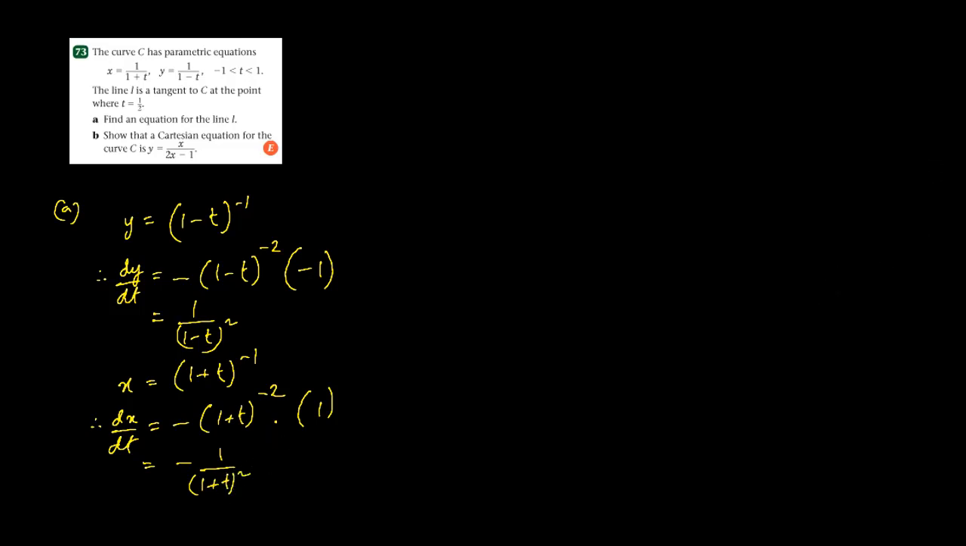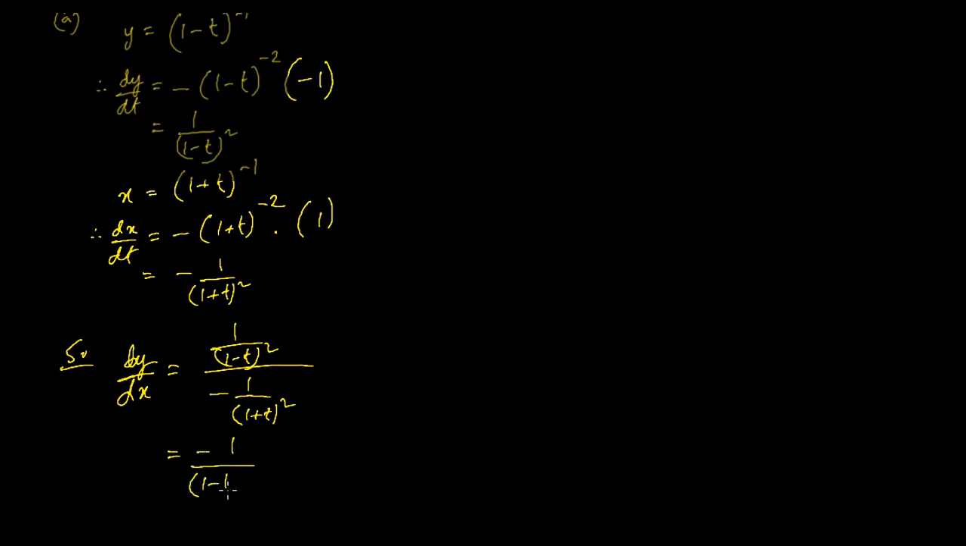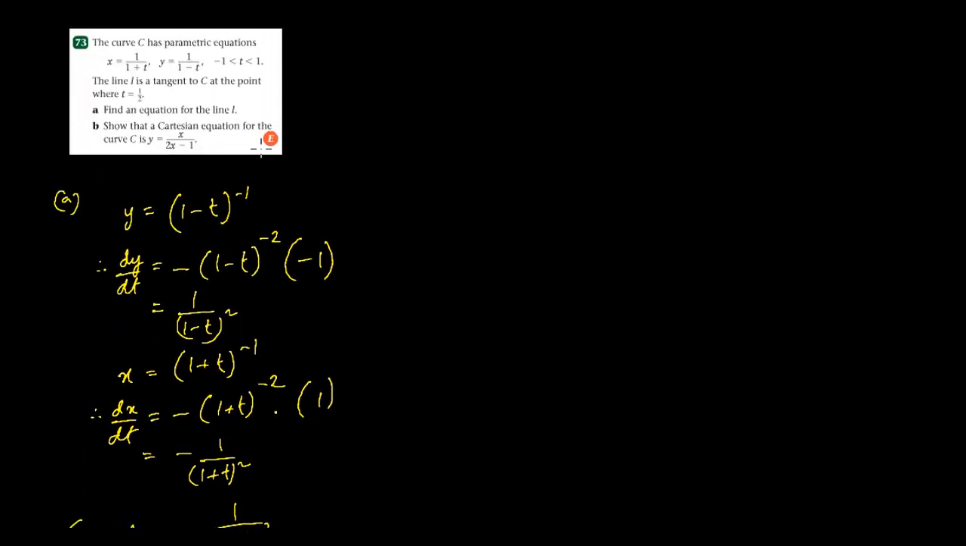So we have the derivative of x and the derivative of y. So dy by dx would be dy by dt, which is 1 by 1 minus t whole squared, divided by dx by dt, which is minus 1 by 1 plus t whole squared. So that makes minus 1 by 1 minus t whole squared into 1 plus t whole squared. So this is the expression for the gradient. We have to find the gradient at the point t equals half.